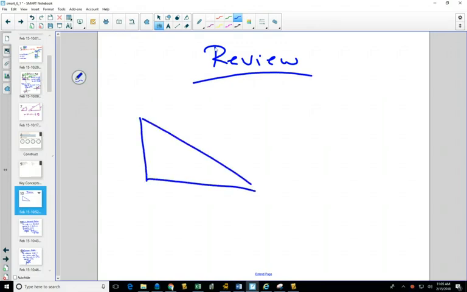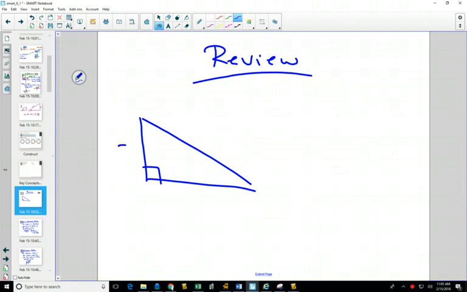What's this? Triangle. Good. There's some really beginning parts of review. If I add that onto it, what does that do? What kind of triangle is that? Right triangle. What angle does that little square mean? 90 degrees.